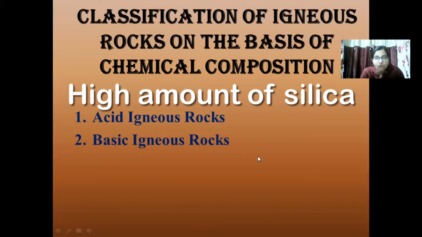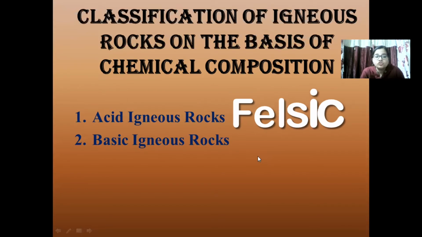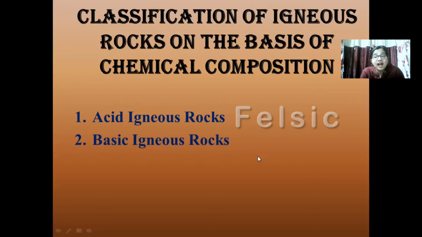Acid igneous rocks are those types of igneous rocks which are formed with a high amount of silica, right? So our acid igneous rocks, we also call them felsic rocks. Felsic means feldspar, Fel, plus silica, Sic, that is being shortened to form felsic. So acid igneous rocks equal felsic rocks, right?